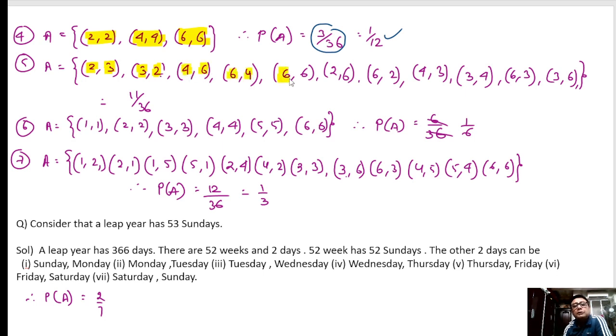That means one die should have a multiple of 2 and the other die should have a multiple of 3, like this. So it can be on the first die a multiple of 2 and on the second die a multiple of 3, or first die a multiple of 3 and second die a multiple of 2. In this way we are having 11 options out of 36.